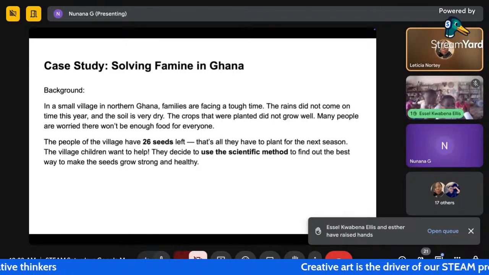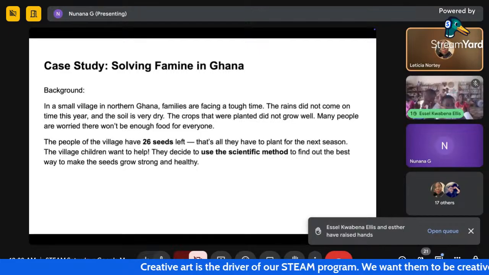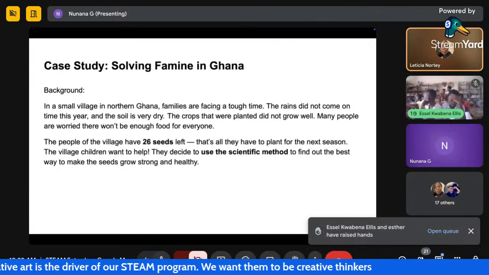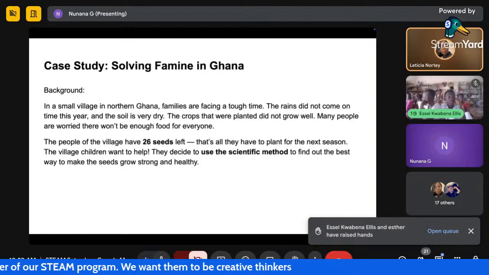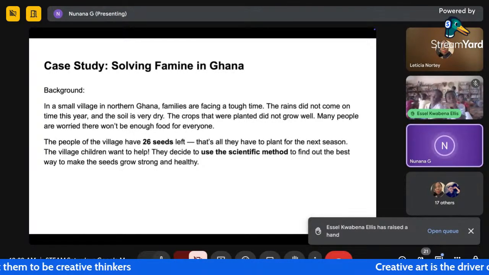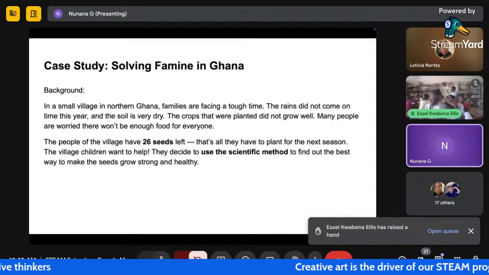We can, to figure out the scientific method, the people in Ghana can plant seeds in different areas to see which seed will grow faster and healthier. Yes, that's the second step. What is the first step?